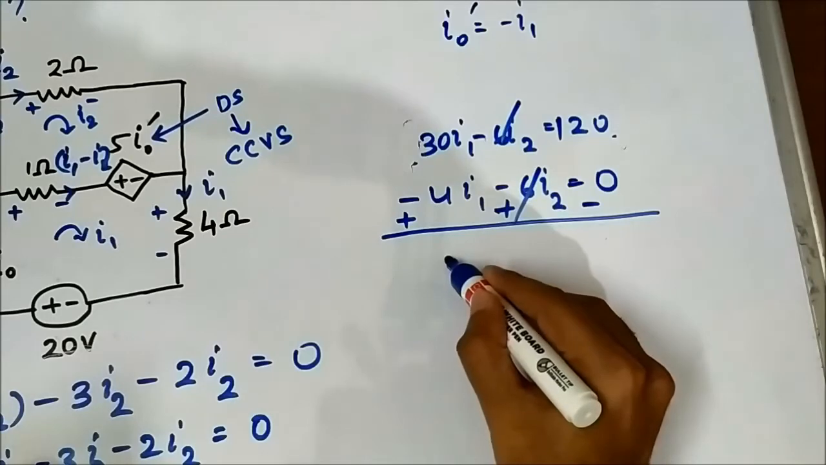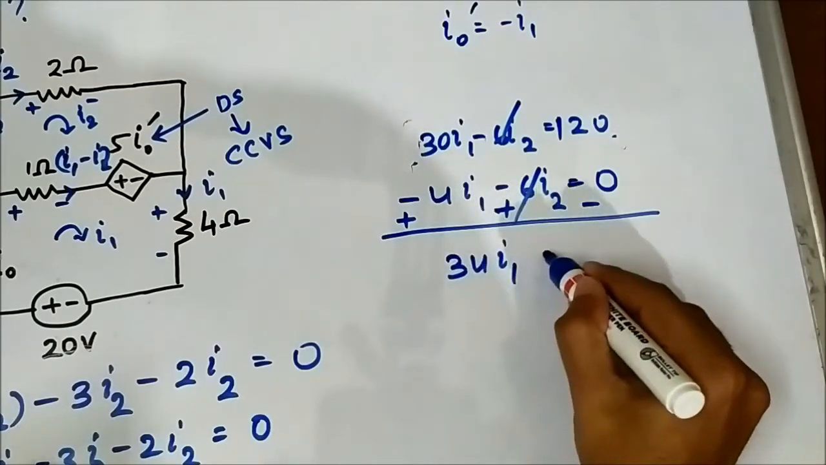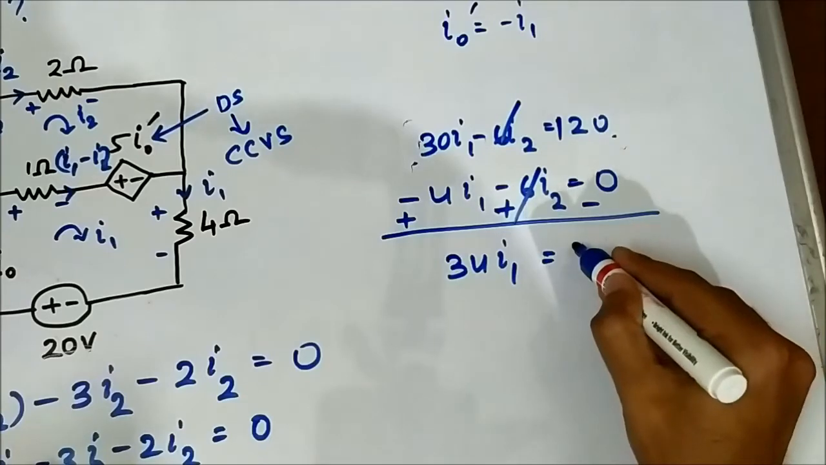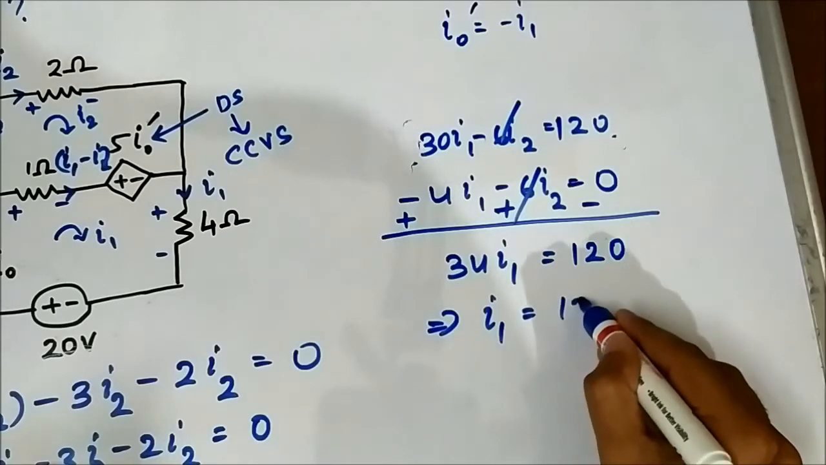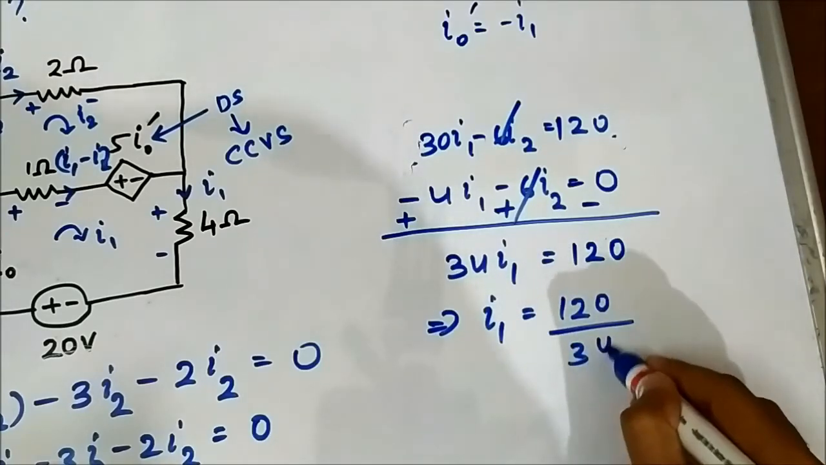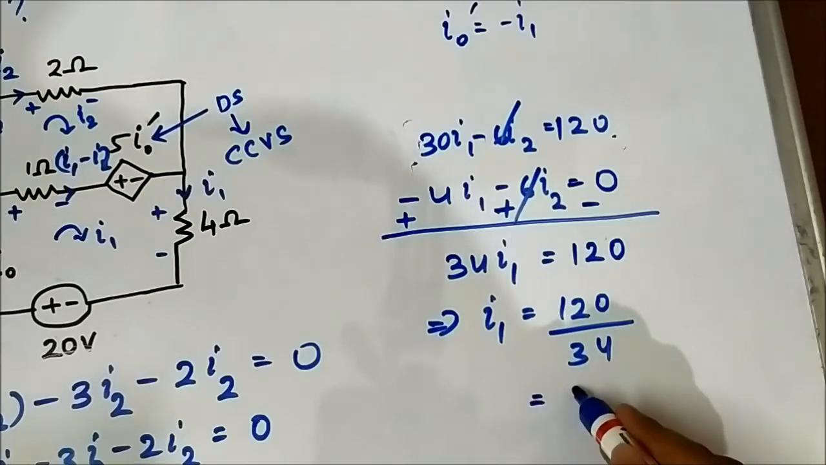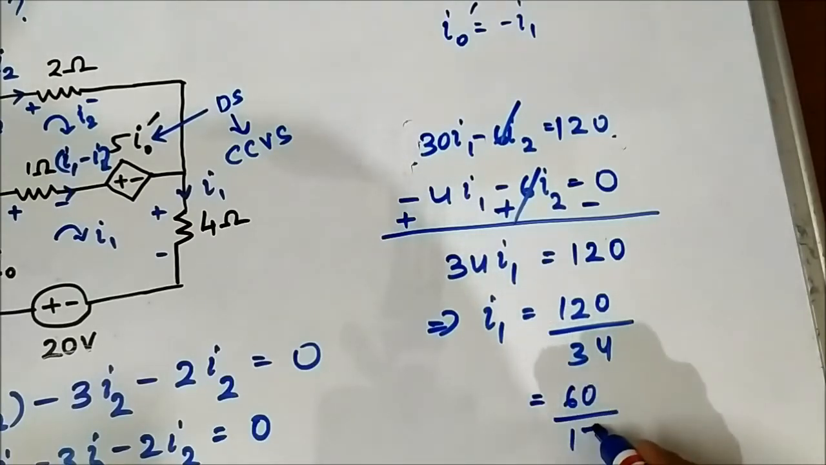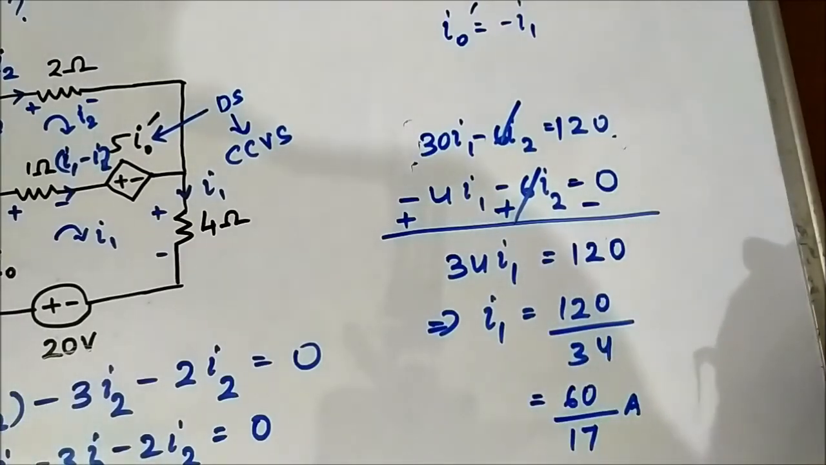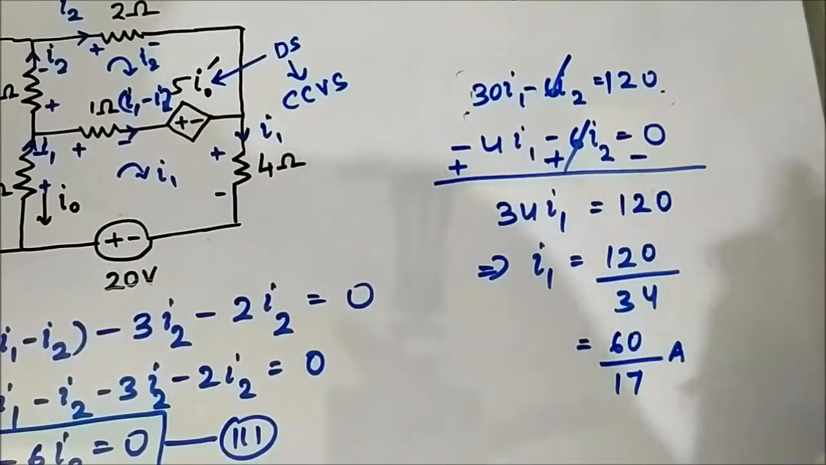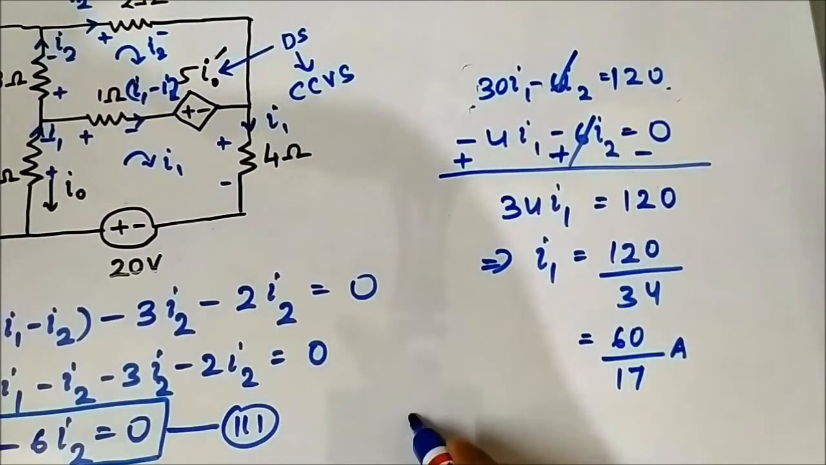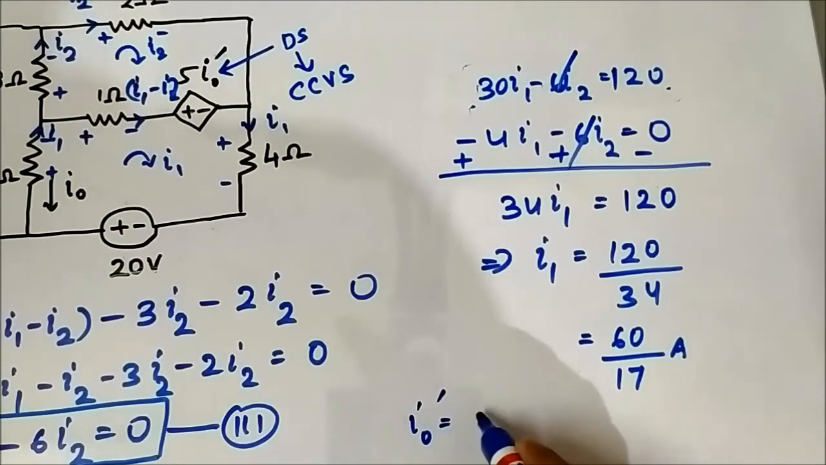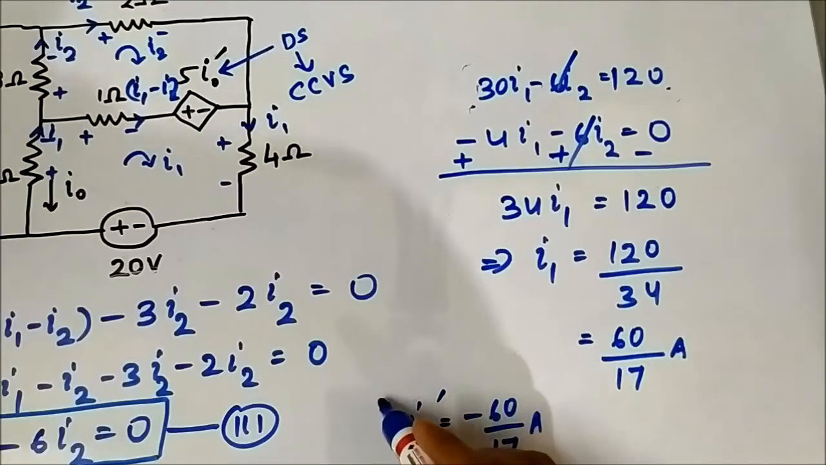This will become 34I1 is equal to 120. That implies I1 is equal to 120 by 34, or it is equal to 60 by 17 ampere, dividing by 2 both the numerator and the denominator. This is I1. I0 dash is minus I1. So I0 dash is equal to minus 60 by 17 ampere.